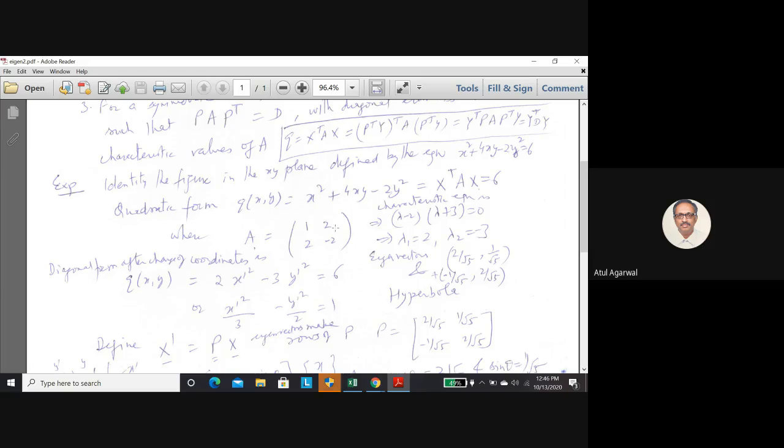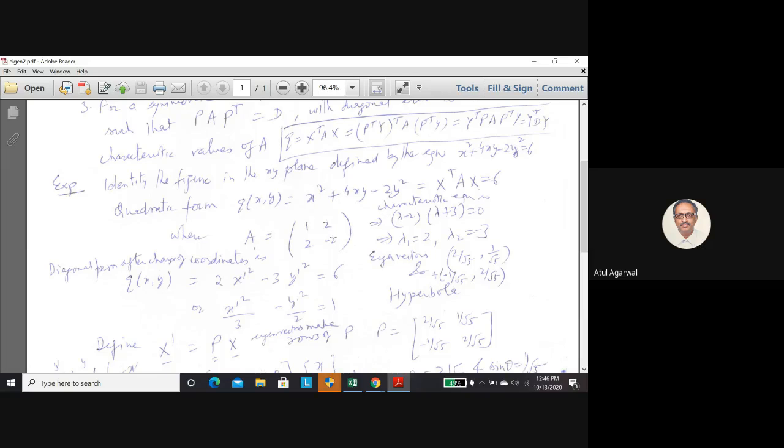So you can write this expansion as Aij xi xj. You see, Aij xi xj is the Einstein notation for writing this. Both i and j are repeating. So if i and j go from 1 to 2, it will be a sum of 4 terms. If i and j go from 1 to 3, it will be a sum of 9 terms. Aij xi xj. So x transpose A x is equal to 6. You can write like this.